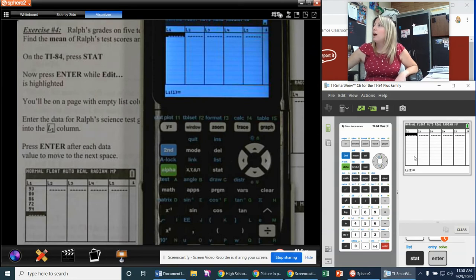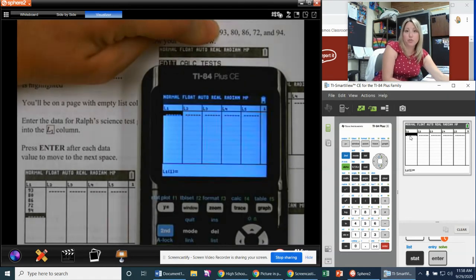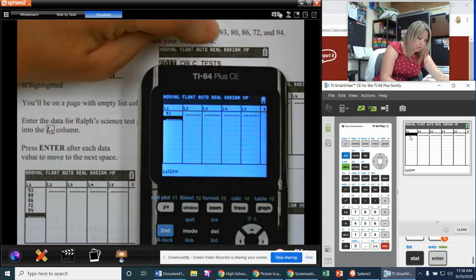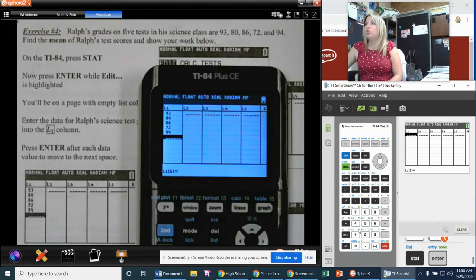Now in list one, notice I'm highlighted in list one. I'm going to enter Ralph's test scores. 93, enter. 80, enter. 86, enter. And notice enter gets me from one place in my column to the next place in my column. Now I'm going to do that over here just so you can see me pressing the buttons too, right? So 93, enter. 80, enter. 86, enter. 72, enter. And 94, enter.